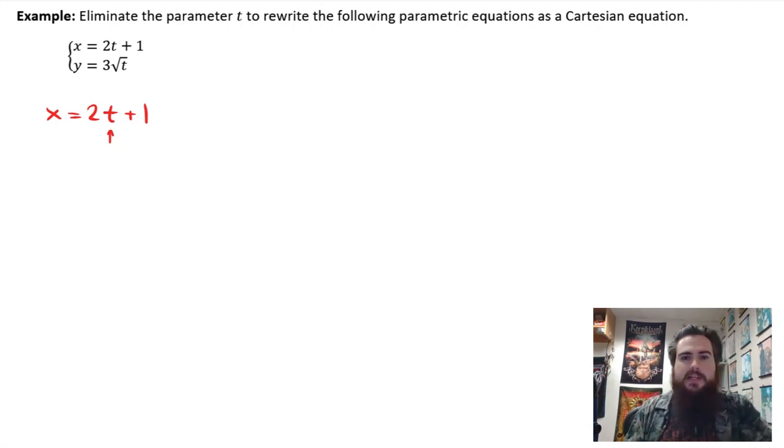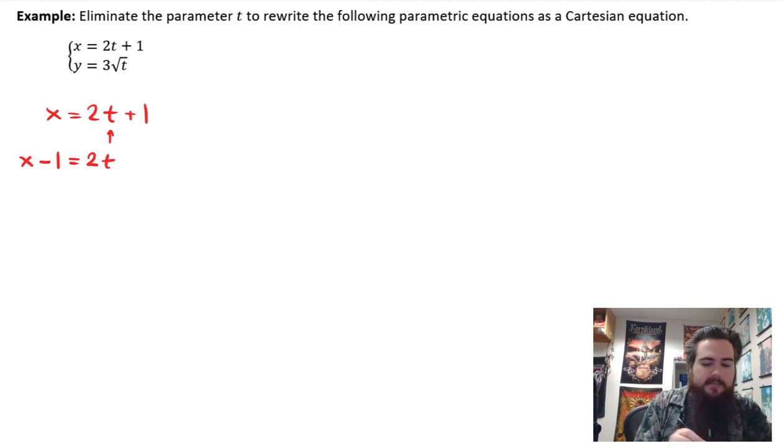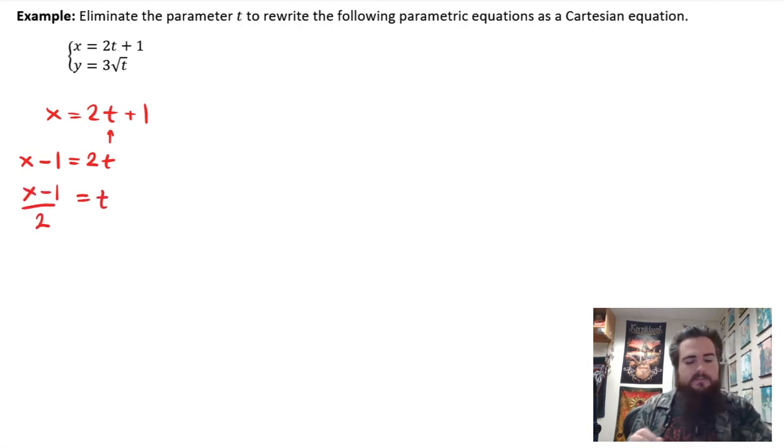To do that just takes a couple quick steps. Subtract 1 from either side to get x minus 1 equals 2t. And then divide both sides by 2, which will give you t equals x minus 1 divided by 2.